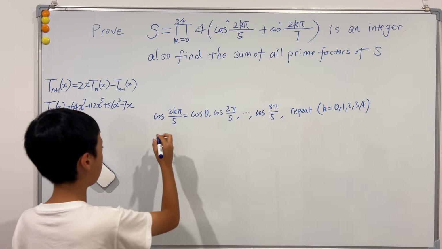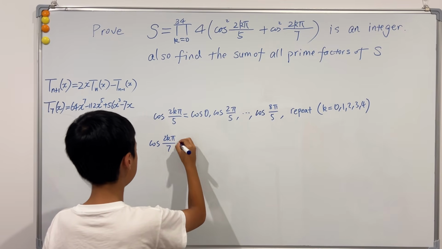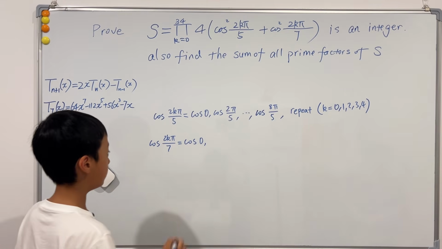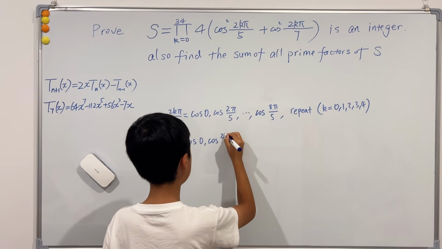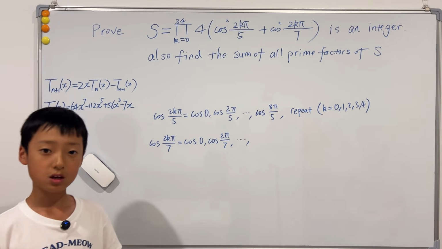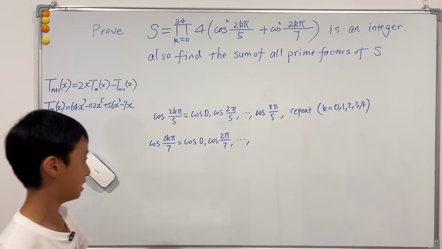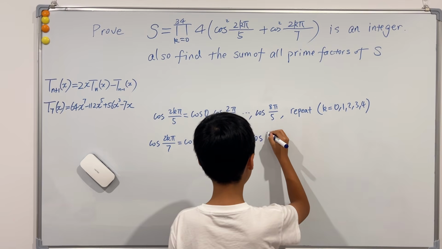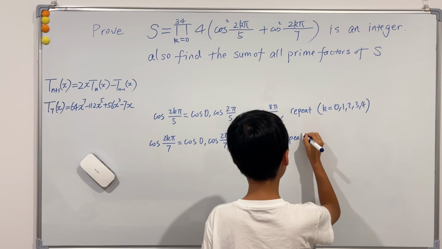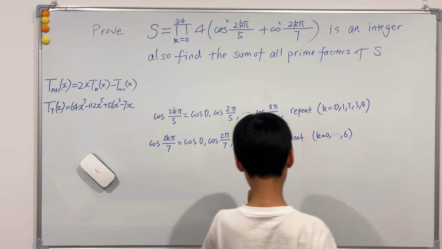Now, if we look at the second term, cosine of 2k pi over 7, this will also start from cosine of 0, because that is when k is 0. And then it'll be cosine of 2 pi over 7, and it will go all the way until 12 pi over 7, because once it reaches 14 pi over 7, it'll repeat back to cosine 0. So cosine of 12 pi over 7, and then it will repeat. And this is when k goes from 0 all the way to 6.